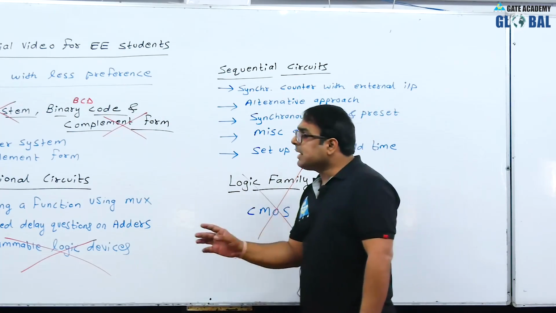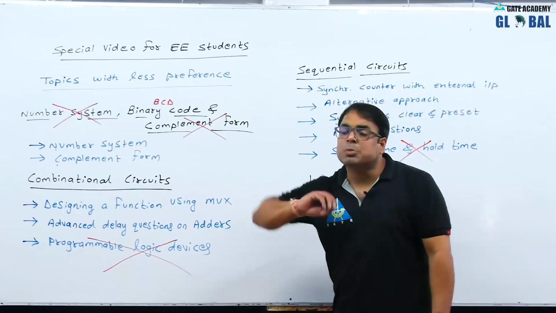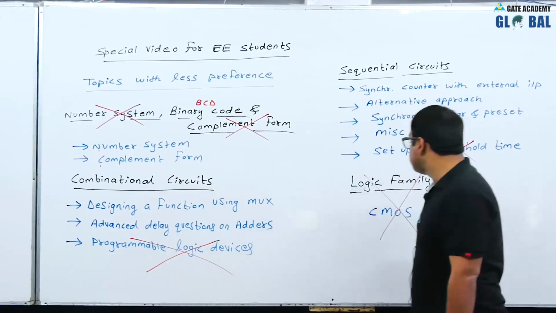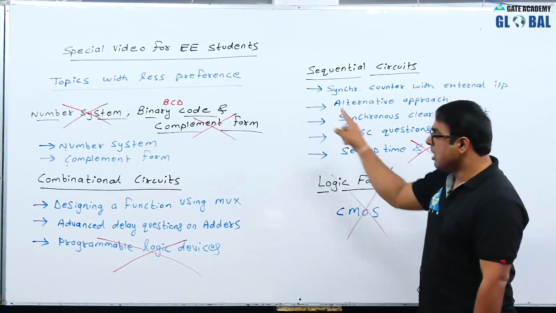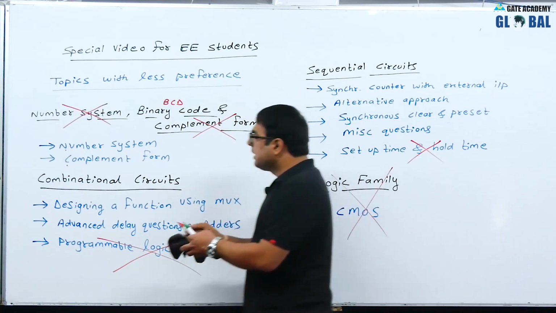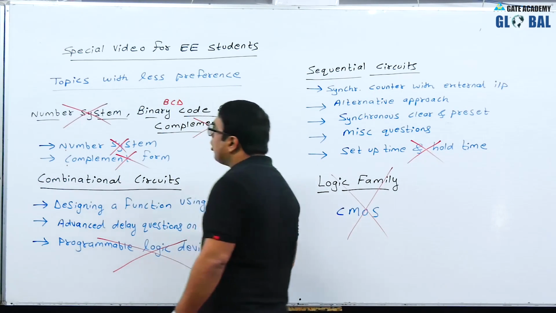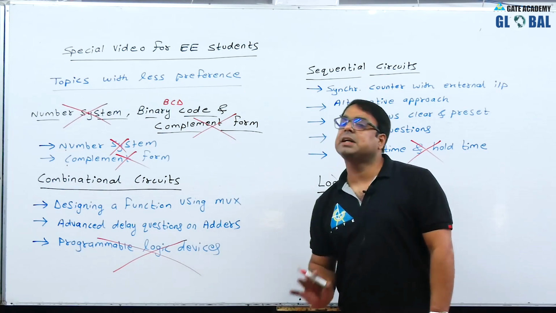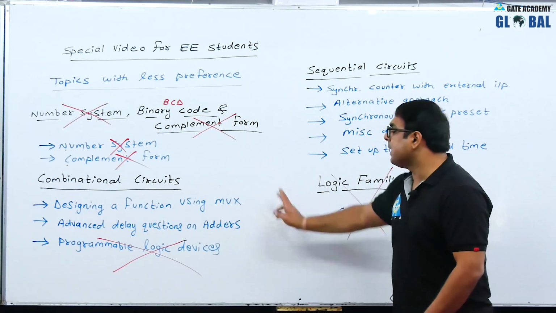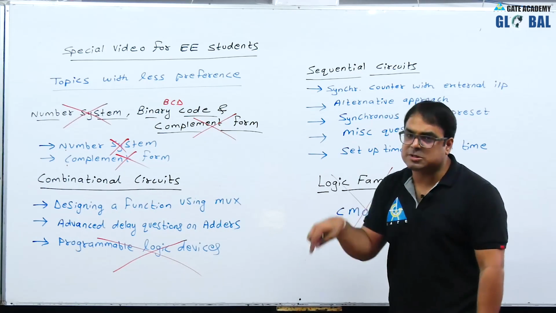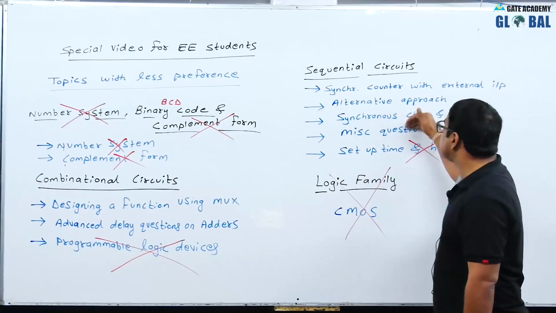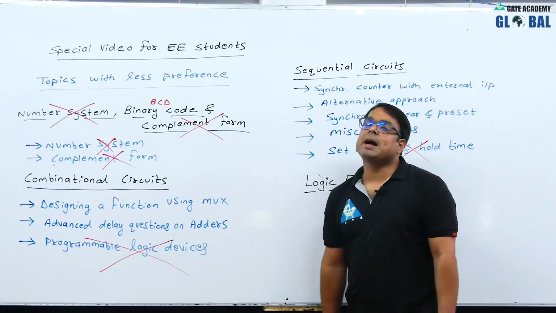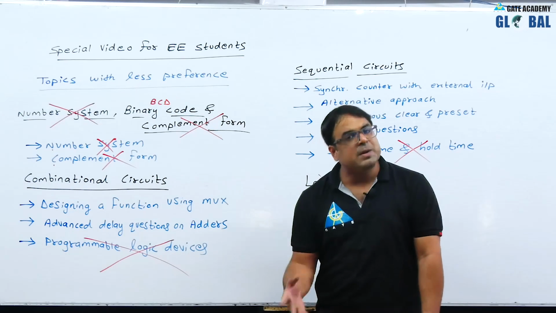So, starting with the very least importance, almost out of the syllabus, not in the GATE syllabus: number system, complement form, programmable logic devices, CMOS and setup time and hold time, which I have given a big cut. This you can ignore very comfortably. You can say this is out of the GATE electrical syllabus. Other topics which I have written but not cross-marked are somewhat less important, which you may ignore in your preparation.